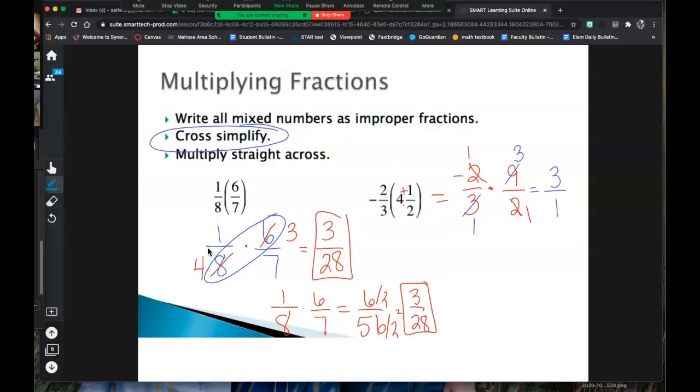Good. Somebody typed it in. You need to have a negative sign. Okay, remember you have one negative sign in the problem, so you need a negative sign in your answer. So your answer would be -3/1 or just -3.